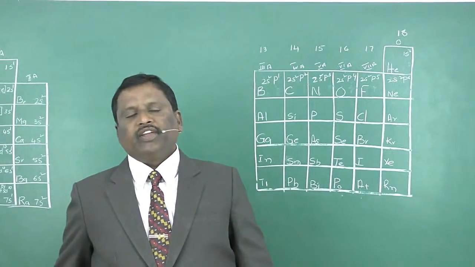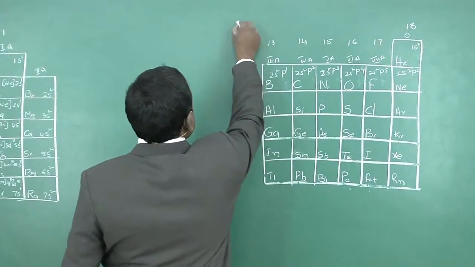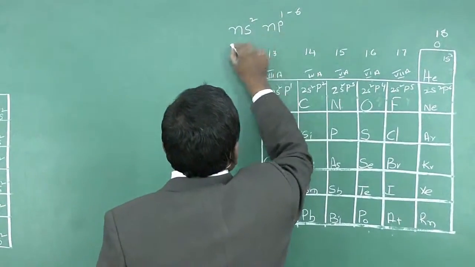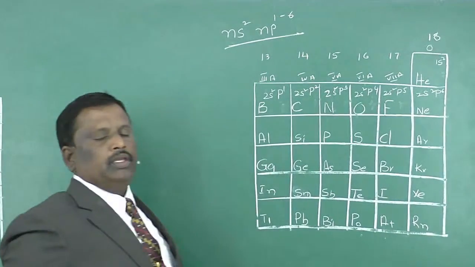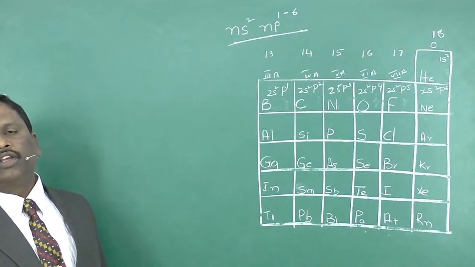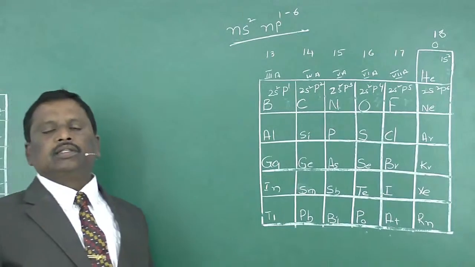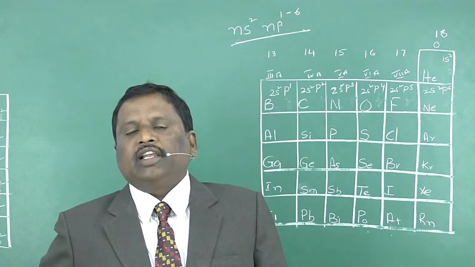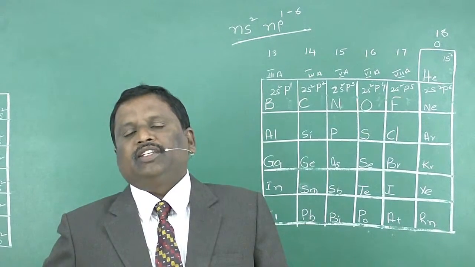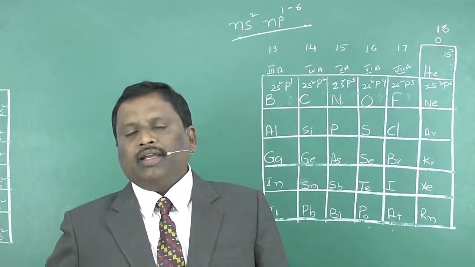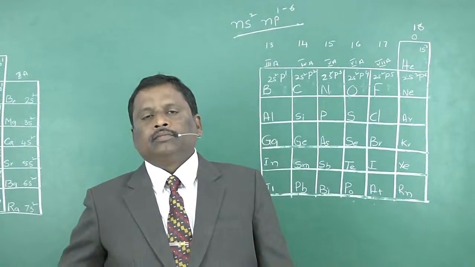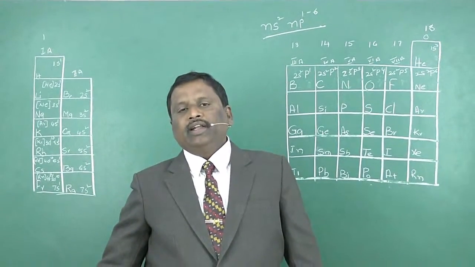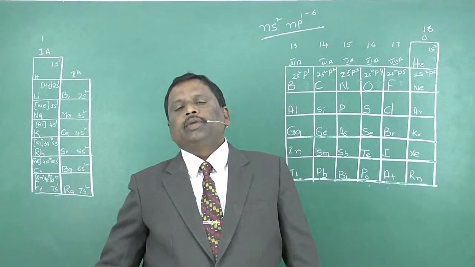The general electronic configuration is ns2 np1 to 6. ns2 np1 to 6 is the general electronic configuration of p block elements. The elements in which the last electron, the differentiating electron, will enter the p orbital are said to be p block elements.